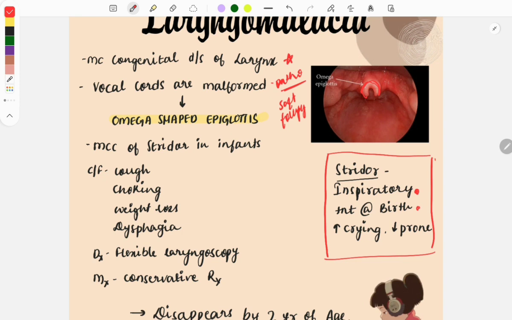Okay, so it is present from the birth itself, and the other feature of this stridor is that it will increase in the crying. So whenever the baby will cry, the stridor will increase and it will be decreased in the prone position. So you need to remember these characters of the stridor because questions can also be asked on this stridor, like they may describe this stridor, and based on that they may ask you the diagnosis.